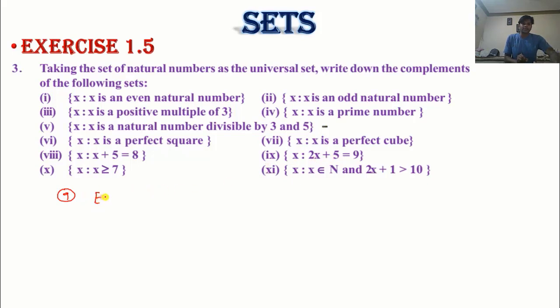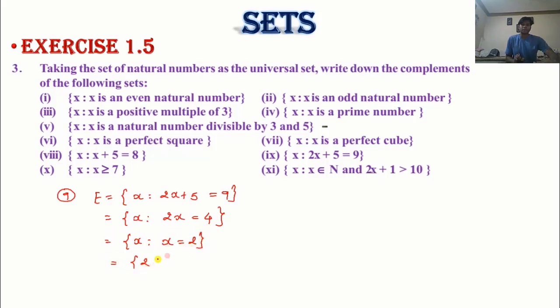Suppose I call that set E. Then E equals the set of all x such that 2x + 5 equals 9. To get the value of x, you need to solve this equation. So 2x equals 9 minus 5, which is 4. Dividing by 2, you get x equals 2. So you got only a singleton set, E equals {2}.